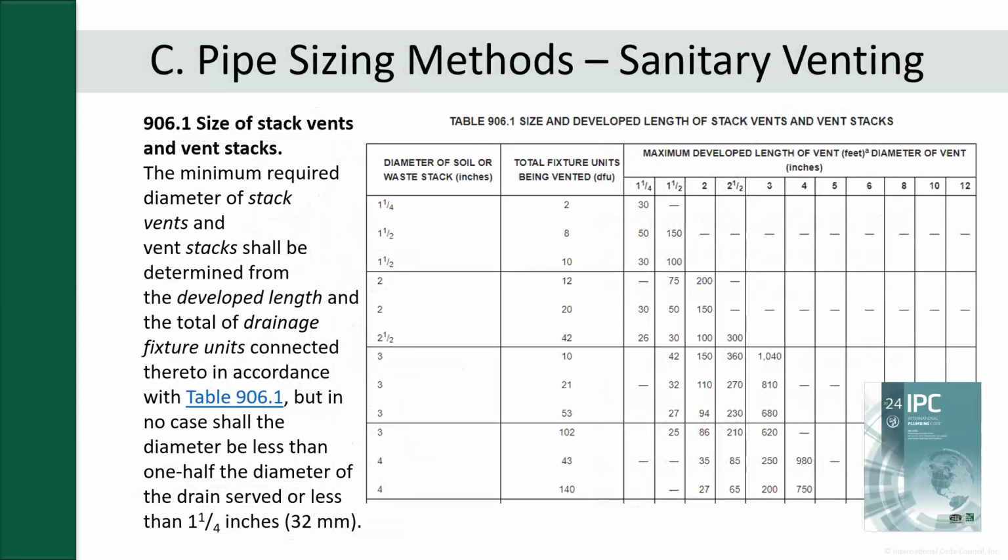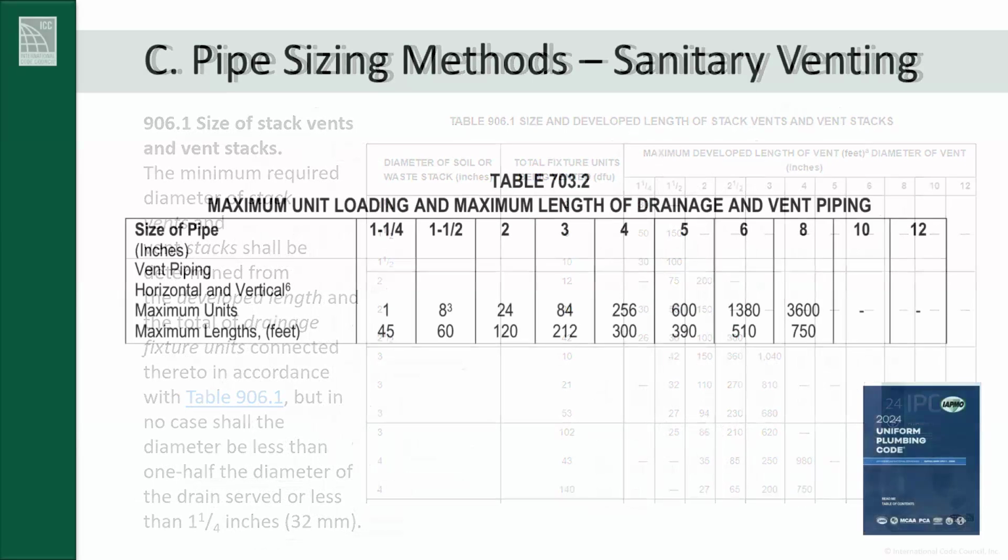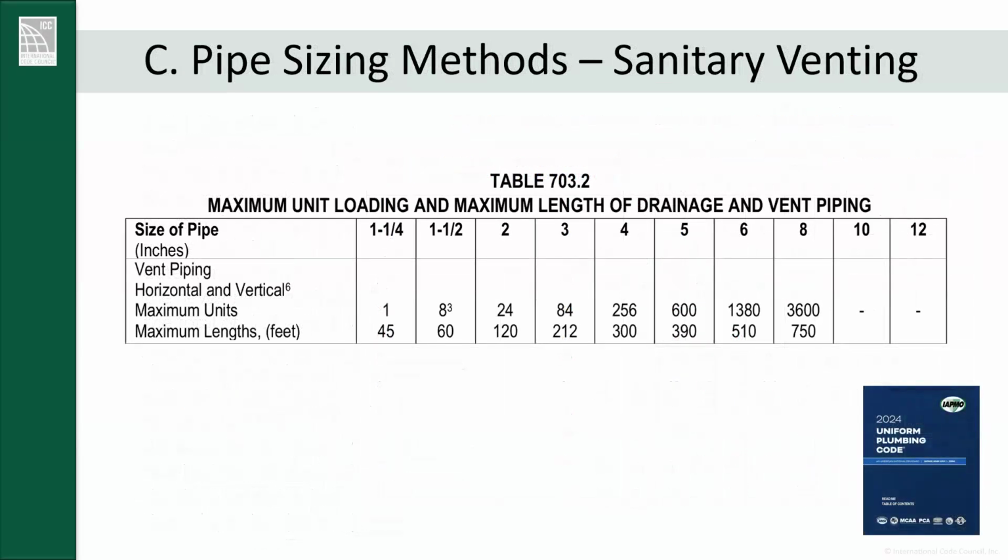So this is, again, from the 2024 IPC Section 906, Table 906.1, and it talks about sizing of vents and vent stacks. And again, a comparable one on the UPC side.